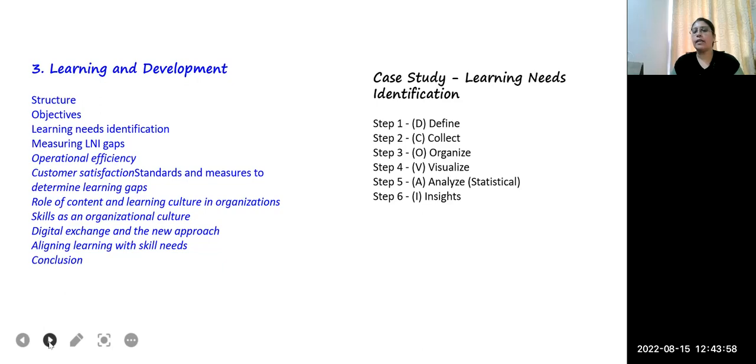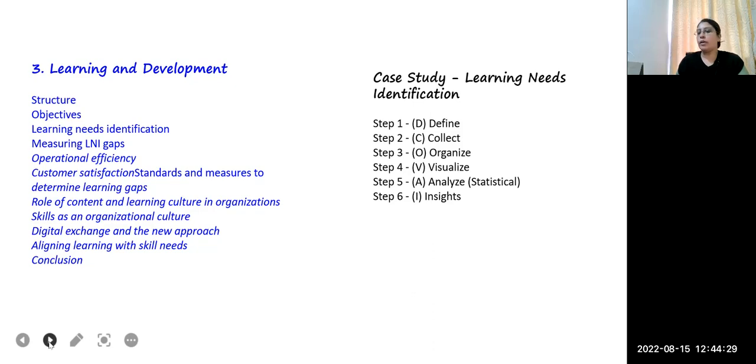The third chapter is learning and development, where again in the book you will notice that there is enough literature given around learning needs identification, measuring learning need gaps, and all the items which are used in the learning need framework, including the skills, digital exchange of skills, aligning learning with skills. You name it, it's here. So it's like a toolkit for the learning and development team.